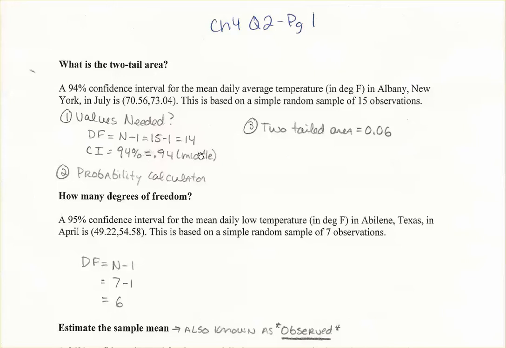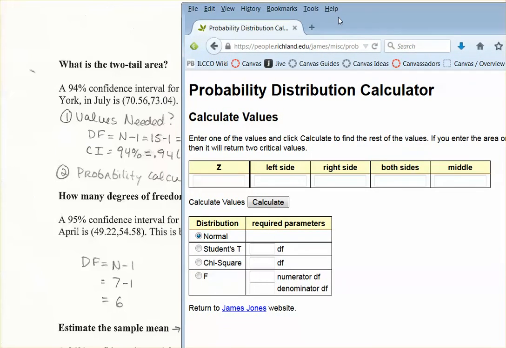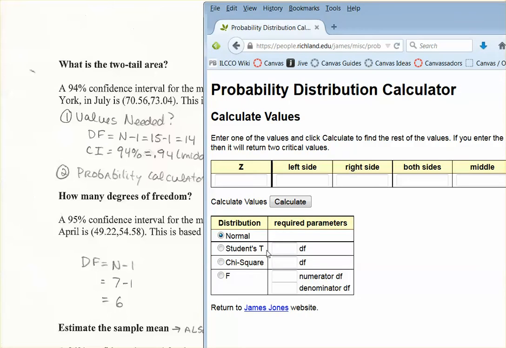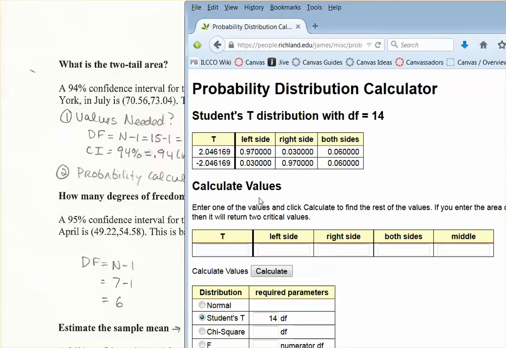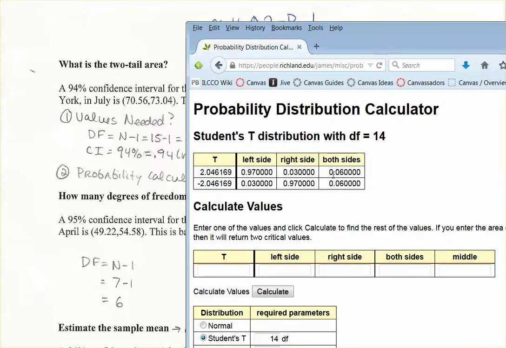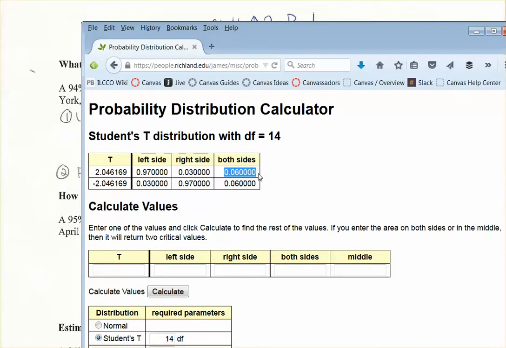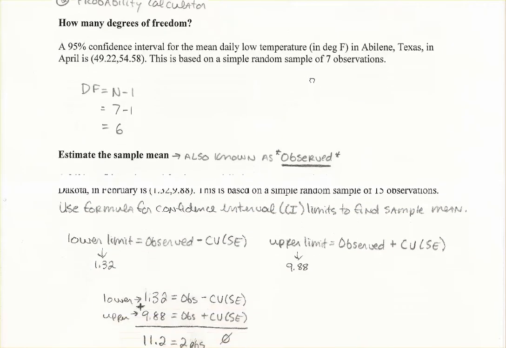You then take that and put it into the probability calculator. So here's our probability calculator. It's a student t, degrees of freedom is 14, the middle value is 0.94. We click calculate, and we're looking for the middle value, two-tailed area, which is this one right there, 0.06. So that would be your answer for that one.